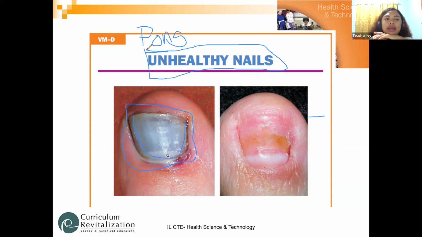Since it's already time and there is still another class after this, I would like to ask one last question because some of my other questions will be asked next meeting. Okay, let us have Alfonso this time. What do you call the process of the formation of nails?